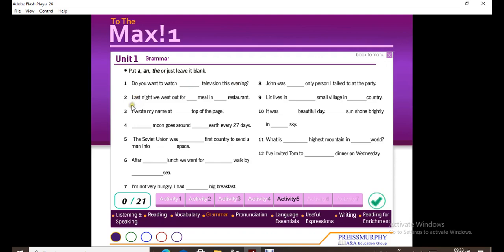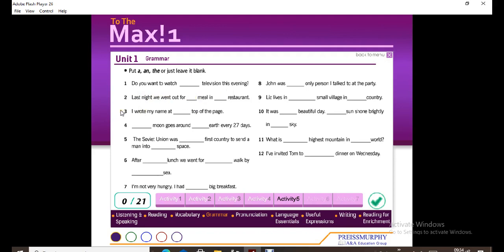Go to number 2. Last night, we went out for a meal, mentioned for the first time, so I'm going to put meal. Now, I didn't mention the restaurant before. It is one of many, so I'm going to write a restaurant. Again, last night we went out for a meal in a restaurant.